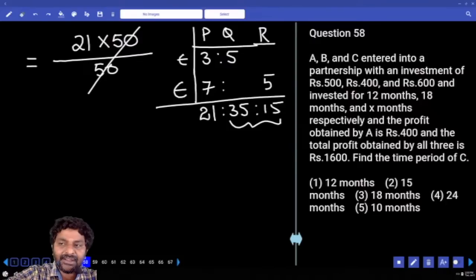A, B, C entered into partnership with investments of 500, 400, 600 and invested for 12, 18 and the next months respectively. Profit obtained by A is 400 and the total profit obtained by all three is 1600. Find the time period of C.